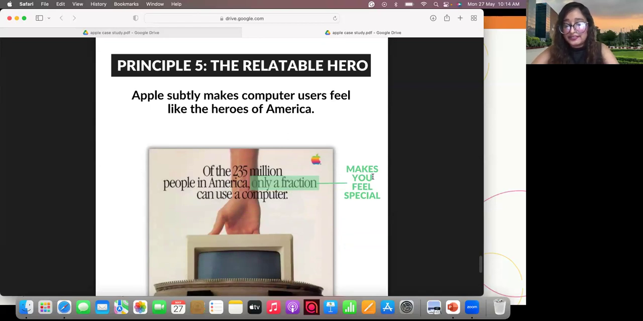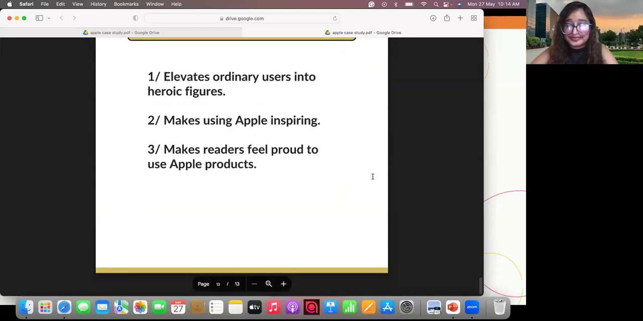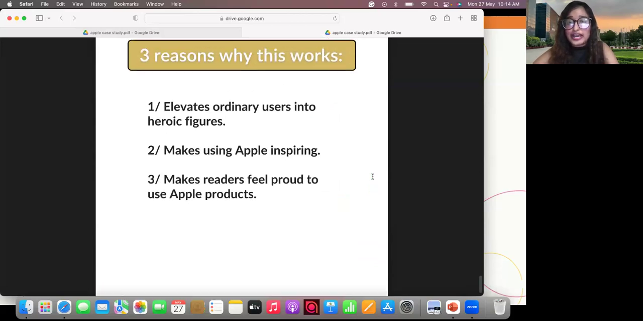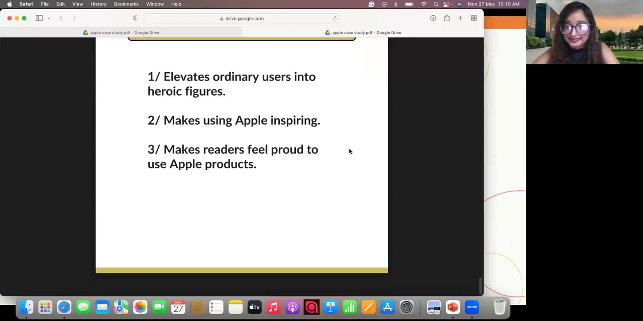Even right now, if you have an Apple and there are other Android phones which are better than Apple, you'll still feel special because it is a community that it created. And how it helped was elevate, Apple made customers into heroic figures. It made Apple inspiring, and readers feel proud to use Apple products, like I said. And that's it.